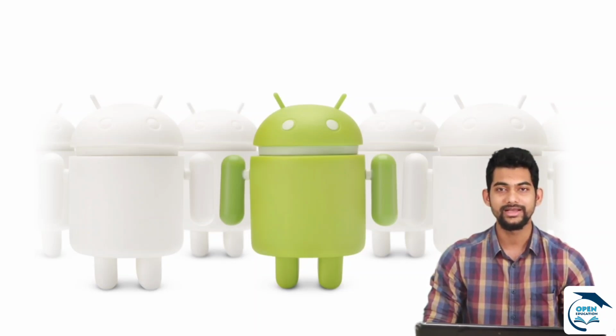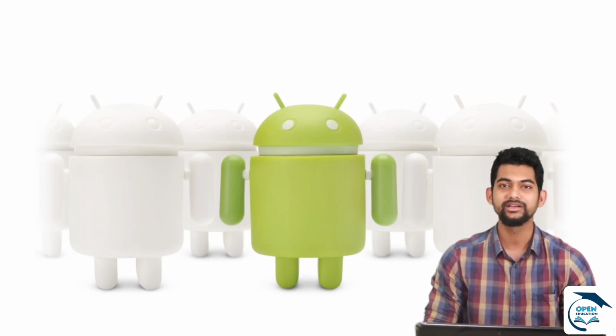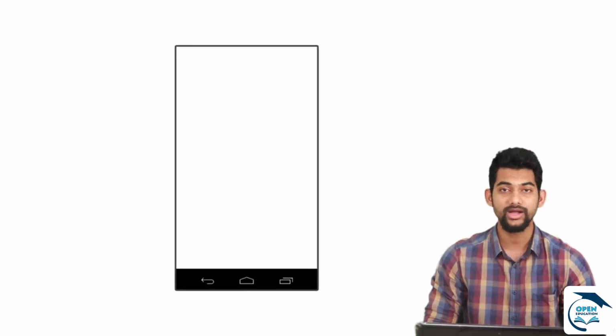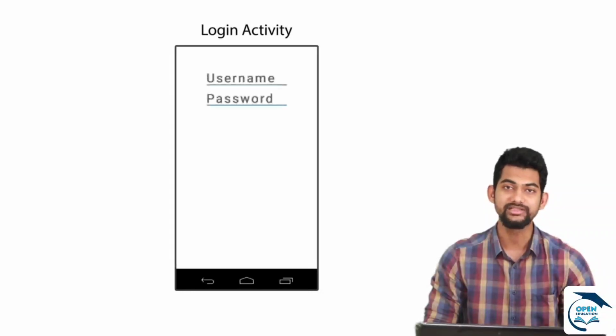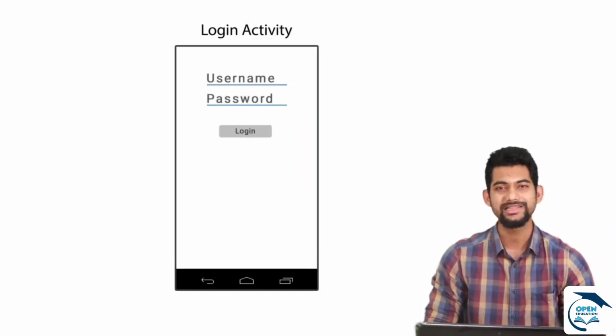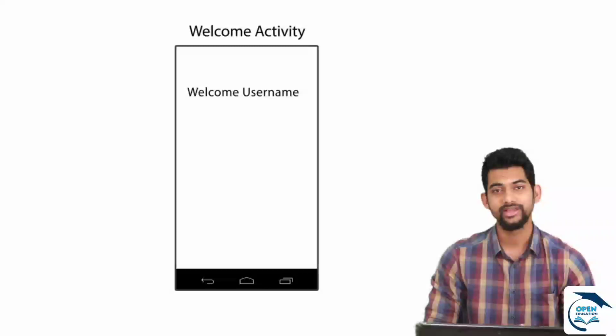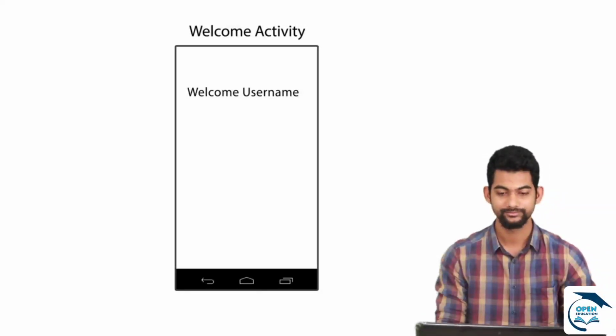In today's video, as I told you earlier, we'll be learning about explicit intent. To understand explicit intents, we'll be making a small project which will have two activities. Let's call the first activity login activity. It will have a form with two input fields and a login button. When the user hits the login button, the application goes to the second activity which shows welcome username.